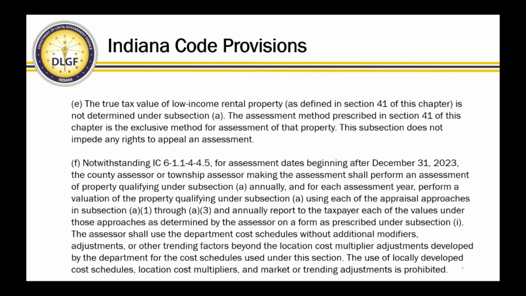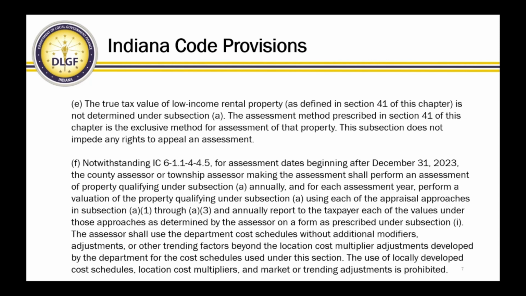So the assessor using our cost schedules would rightly be able to say the DLGF updated their cost schedules, and that resulted in the assessed value changing by whatever the amount may be. And as long as the assessor is using our cost schedules and not using any locally developed cost schedule information or modifiers, then that assessed value would be reflective of what's in our cost schedules.